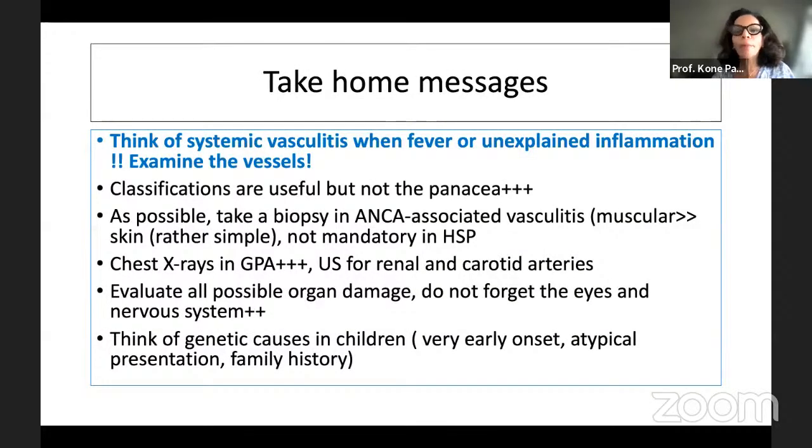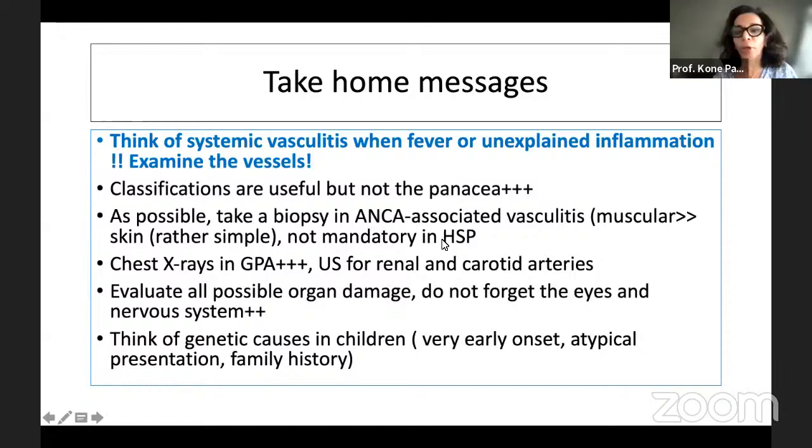So what are my take-home messages here? Think of systemic vasculitis when fever or unexplained inflammation, and examine the vessels systematically. Classifications are useful, they are not the panacea. If possible, take a biopsy, especially in ANCA-associated vasculitis, and the muscular biopsy in general has more yield than the skin biopsy, even if it's more simple.